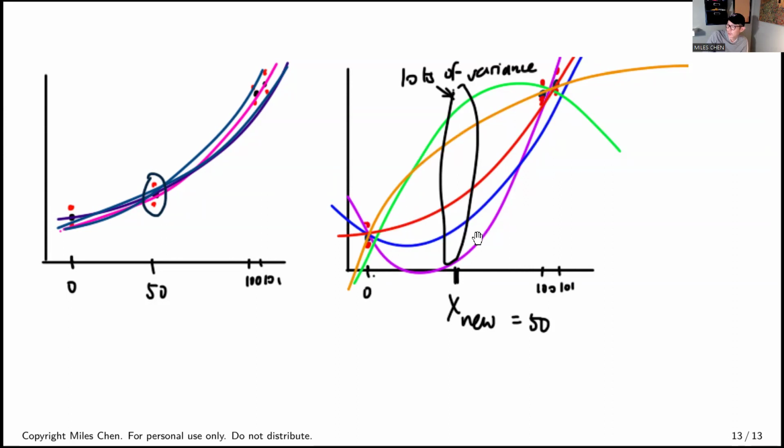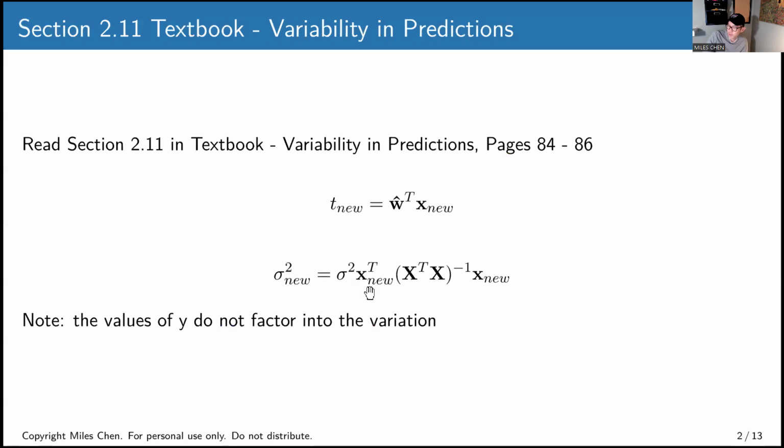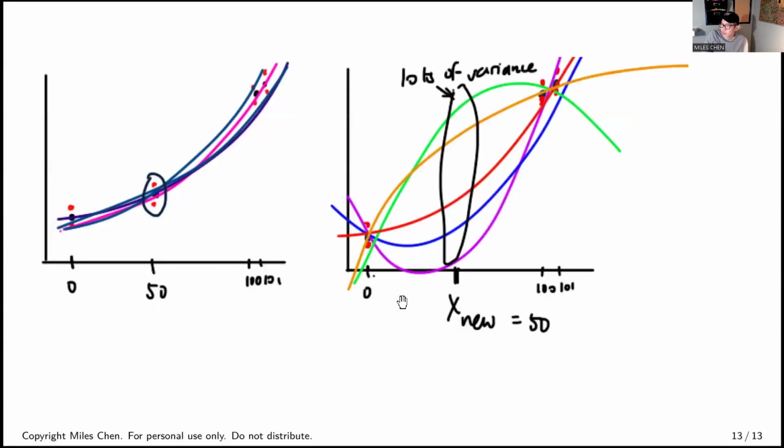I think this is kind of interesting, that this is all reflected in something that looks fairly innocent, this x new, x transpose x inverse x new. You're just taking our new observation and the observations we've seen so far, and yet this calculation reflects a lot of the underlying information here.